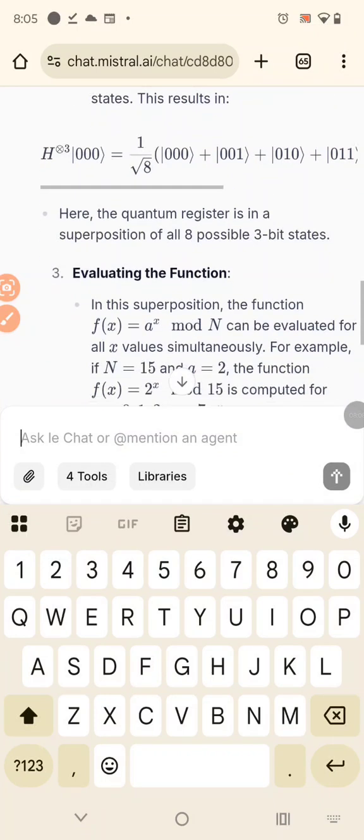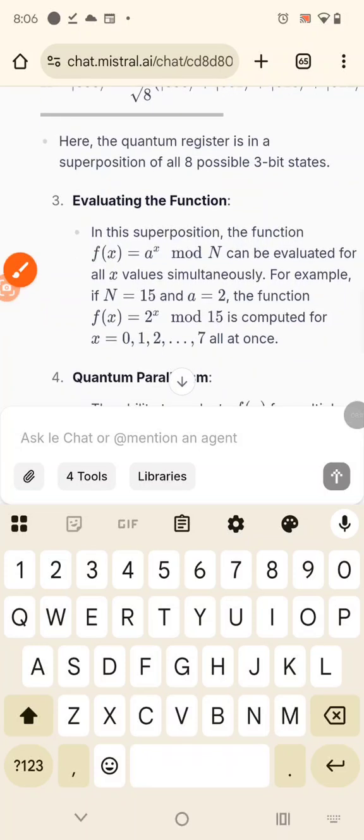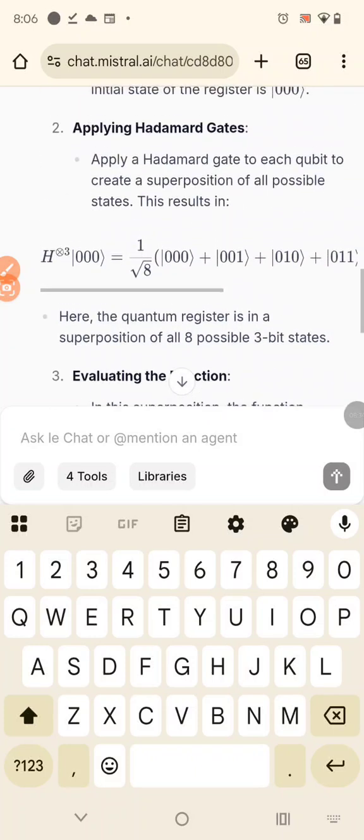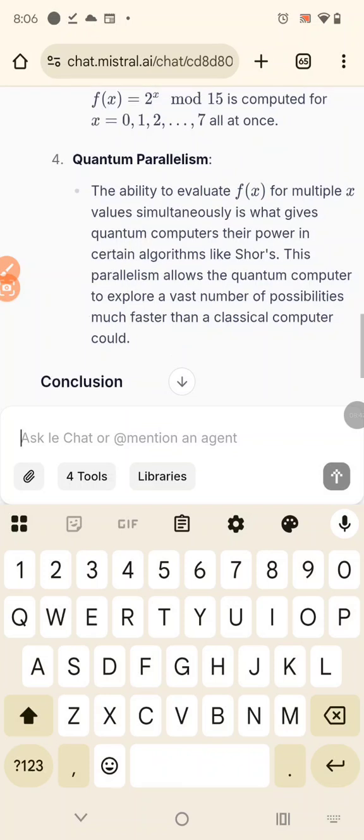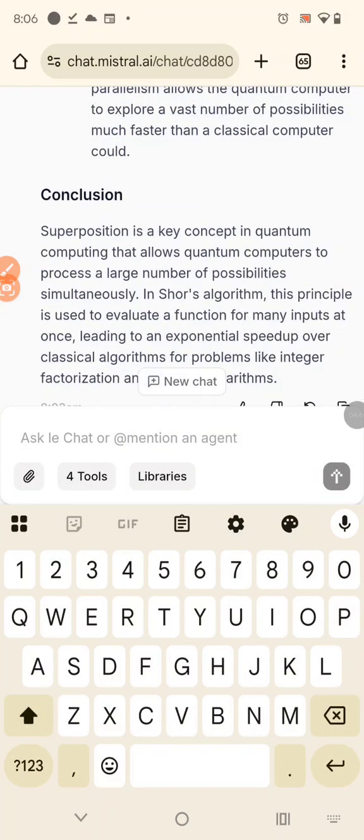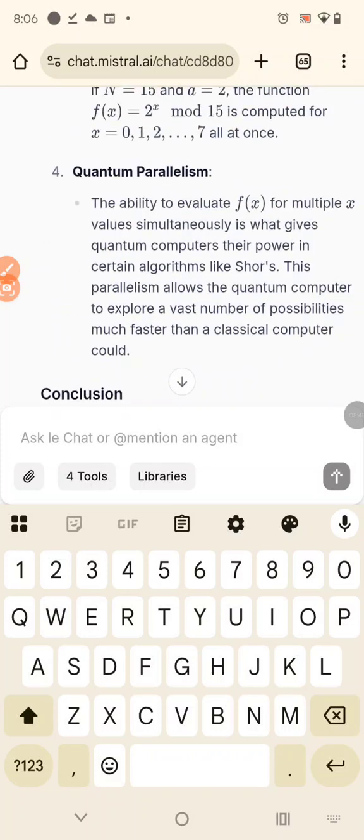So this is the superposition. Now when we are evaluating the function, we can evaluate it at all x values simultaneously. So if N equals 15 and a equals 2, the function f(x) equals 2 to the power x modulo 15 is computed for x equals 0, 1, 2 up to 7 all at once, because these are all 8 possible 3-bit states we have. So this is the quantum parallelism, the ability to evaluate, and this computation is done very super fast.